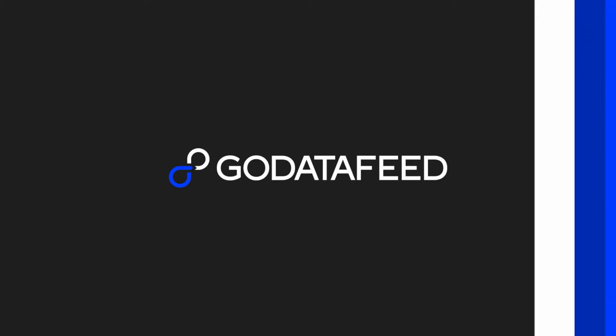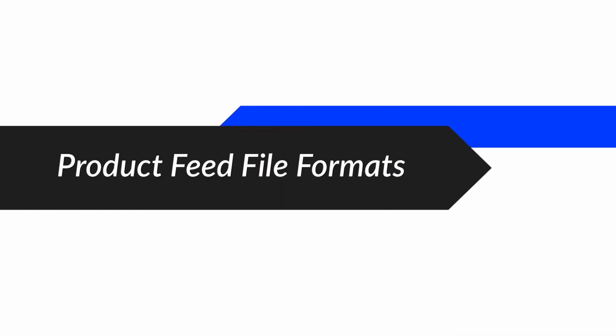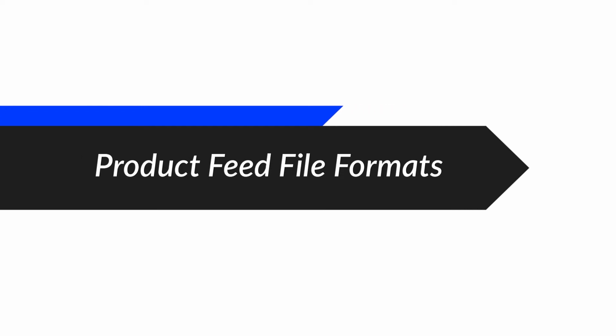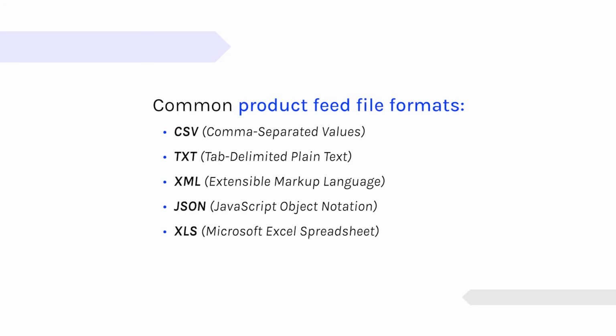Next, we're going to talk about file formats. As far as data feed file formats go, some of the most popular are comma-separated value CSV files or tab-delimited plain text files ending in TXT. Then you have XML file, and that stands for extensible markup language, similar to HTML, hypertext markup language. And then there's JSON, which is JavaScript object notation, and then Excel format, special to Microsoft Excel.